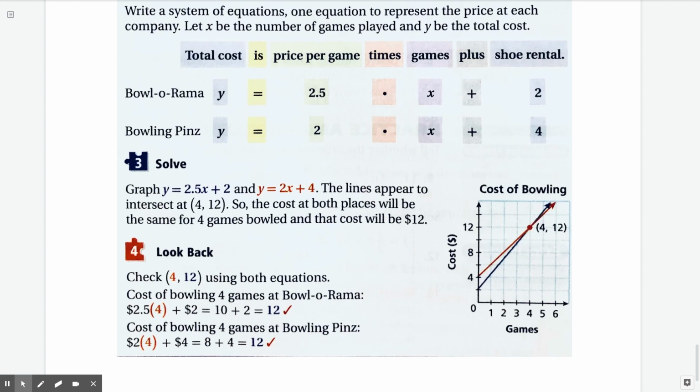So what is that cost for them to be the same? Well, to figure out that cost, you can plug this into one of the equations. If I were to go ahead and plug it into the first equation, you would plug in 4 where the x goes, and then 12 would be your y. When you plug that in, $2.50 times 4 games plus $2 is equivalent to $12. If you plug it into the second one, you plug in the 4 where the x goes and 12 where the y goes. Notice that no matter which equation you use, they will end up being the same.